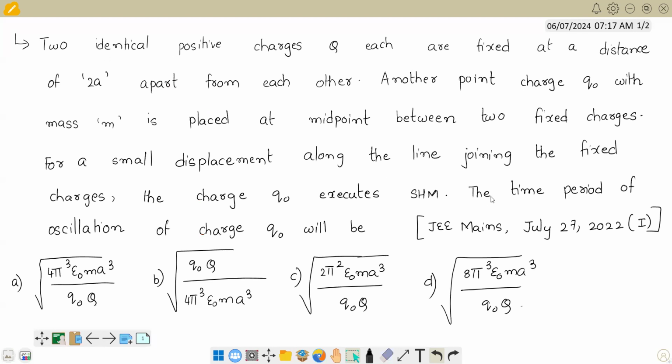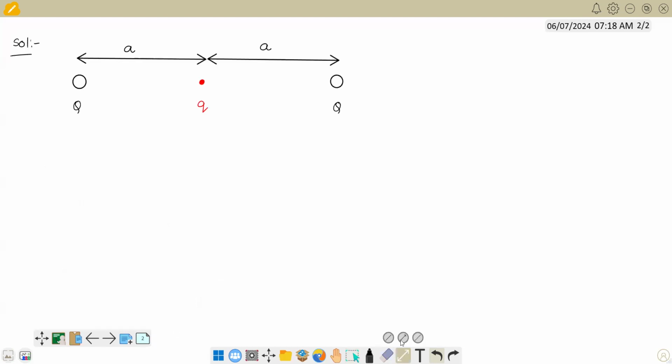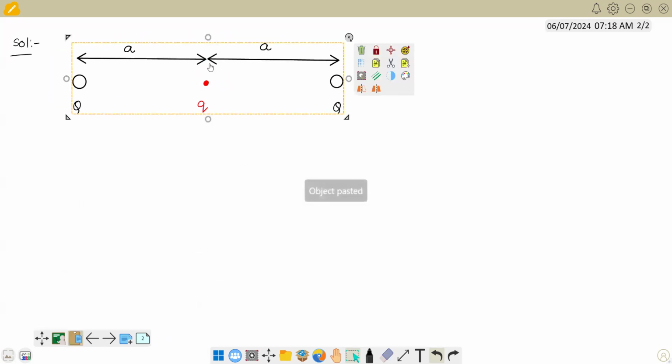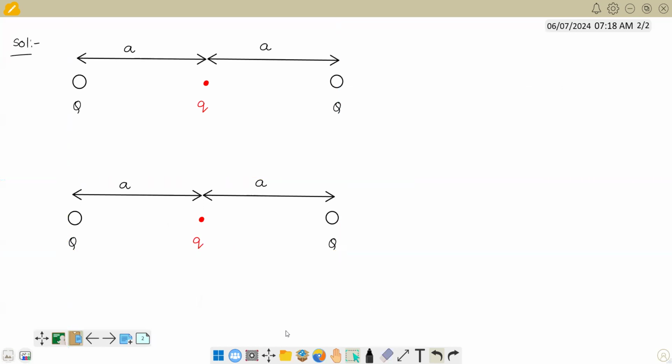Now, to create an imbalance, what we did is, for a small displacement along the line joining the charges, the wording is important. For a small displacement along the line joining the charges, that means we are not displacing this charge upward or downward. We are actually displacing the charge along the line. Let us assume I displaced it slightly towards the right. So I'll redraw this diagram by displacing it slightly towards the right. We can slightly displace it towards the left also, but for our scenario, let us slightly displace it towards the right.